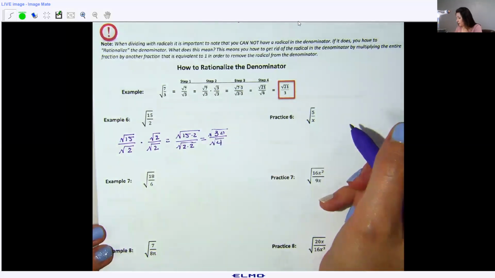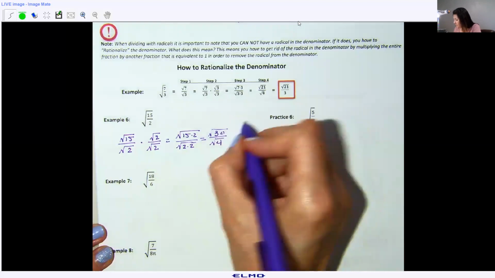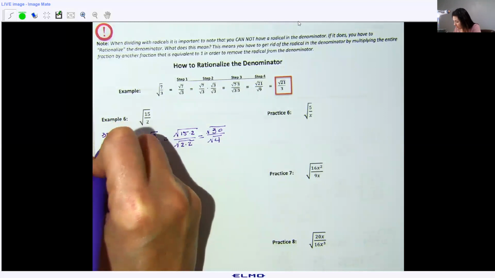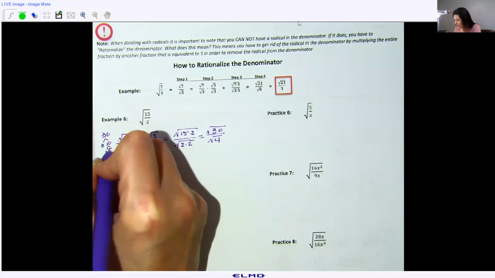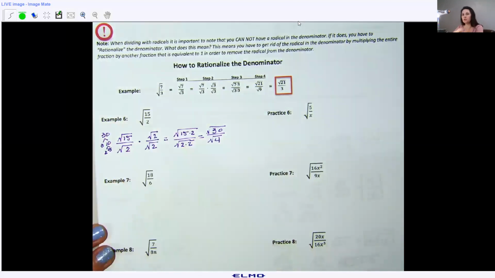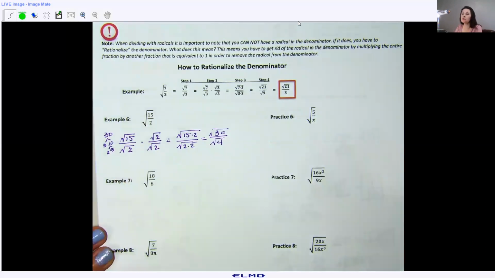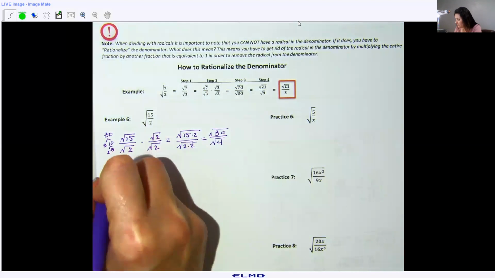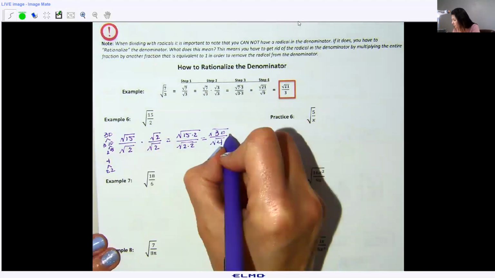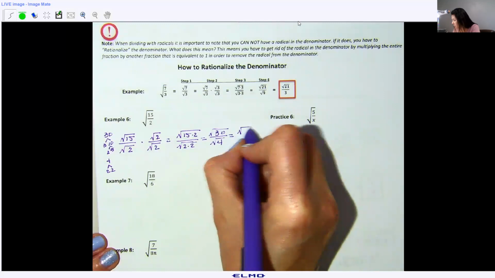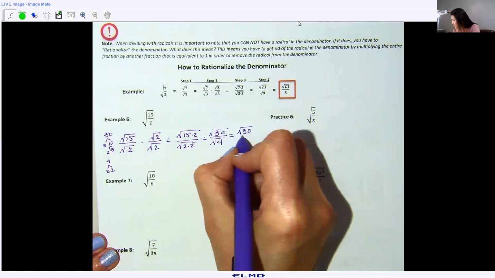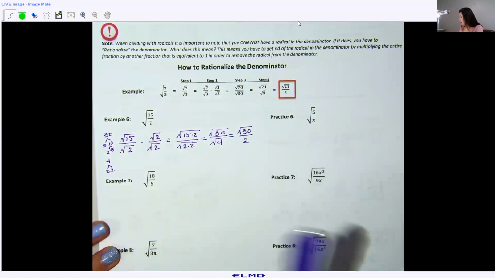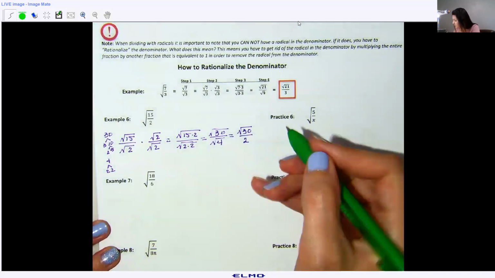Now, I can try to factor out 30, but I already know that 30 can't be factored out. You get 3, a 2, and a 5. There's no pairs that we can pull out. So the square root of 30 is going to stay like that. I do know that the square root of 4, though, is 2 times 2. So I end up with the square root of 30 over 2. Okay, and that would be my final answer for example 6.